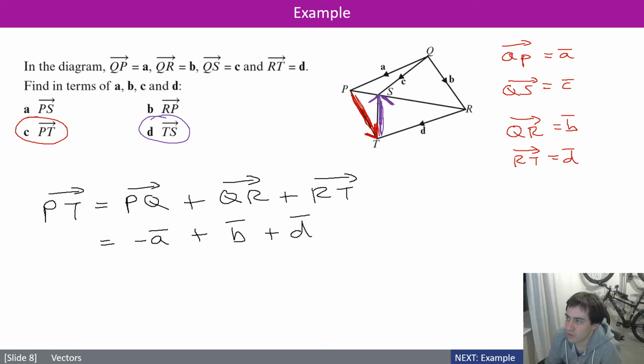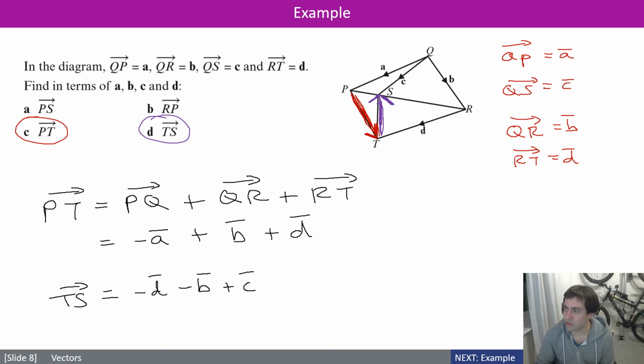I'm just going to write this one straight down. That's equal to minus D, and then minus B, because I'm going against the B direction, and then plus C, and then make clear they're vectors. Yeah, okay, that's it. So a lot of people seem to struggle with this concept, but hopefully it makes sense to you. You're just finding another path that achieves the same thing.